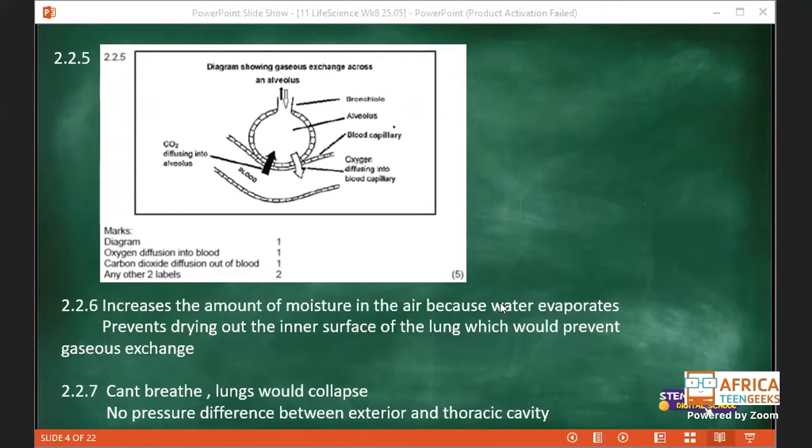Right, so it's used to humidify the air. Yes, that is correct, Kai. It is used to humidify the air.